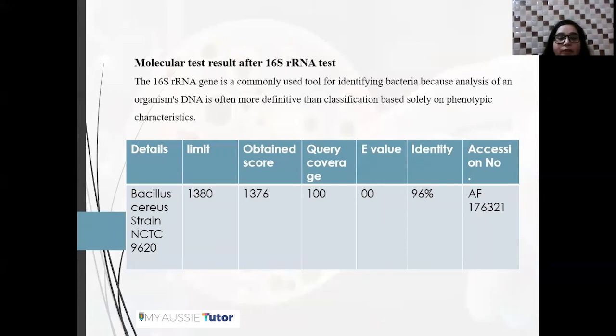So how will a molecular test help us to go to the species level and understand exactly what our identified organism is? We went through the 16S rRNA gene sequencing test, which is commonly used for identifying bacteria, because analysis of the organism's DNA is often more definitive than classification based solely on phenotypic characteristics. So this identifies the bacteria based on the genetic material. These are the details we got after running the 16S rRNA molecular test, wherein the query coverage was 100% and the identity with the identified organism, Bacillus cereus, was 96%. The accession number was AF176321.